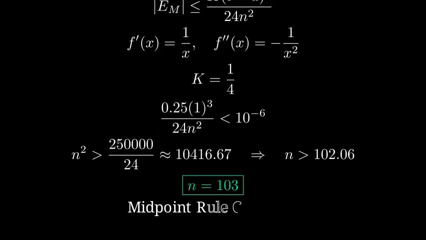So with 5 rectangles, we already get a good approximation. And with 103 rectangles, the midpoint rule is guaranteed to have error less than 10 to the negative 6. Great job!